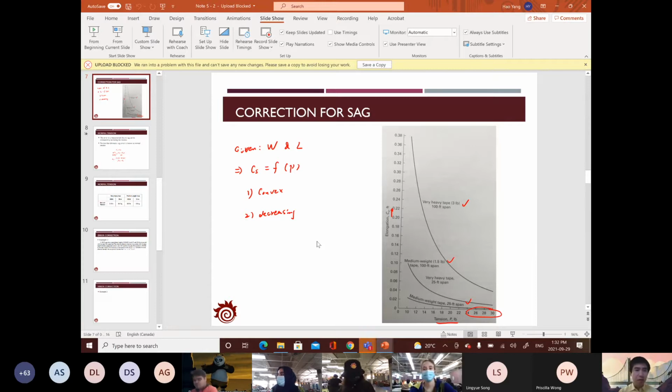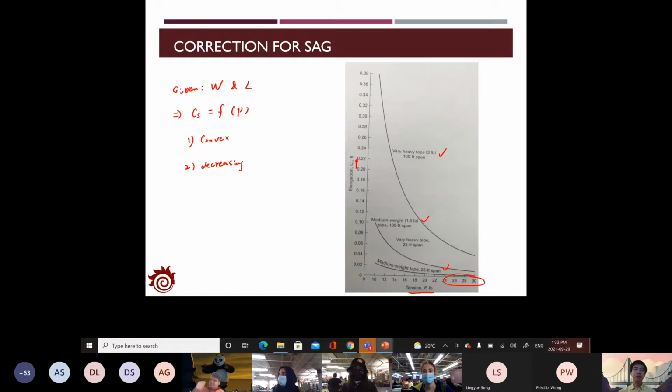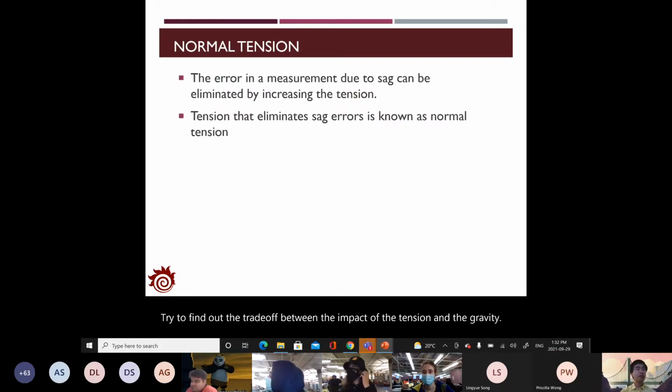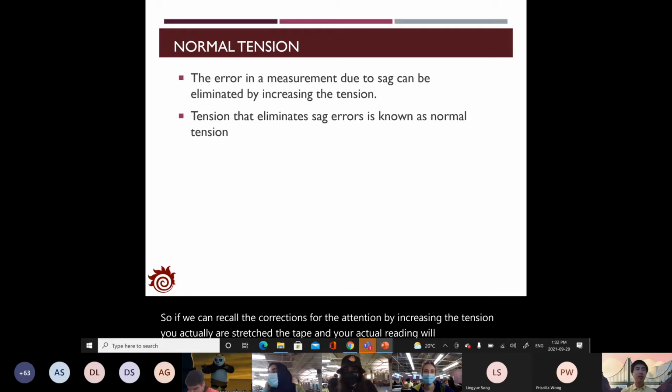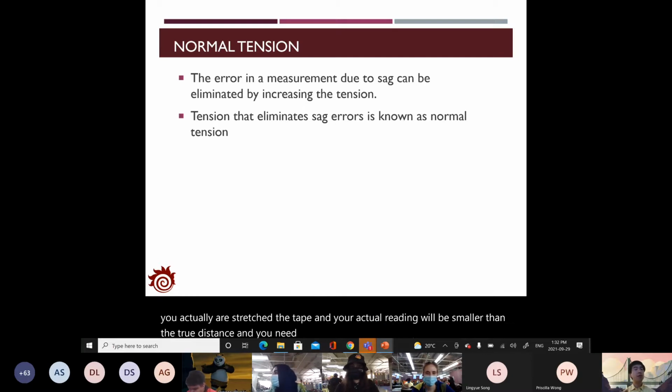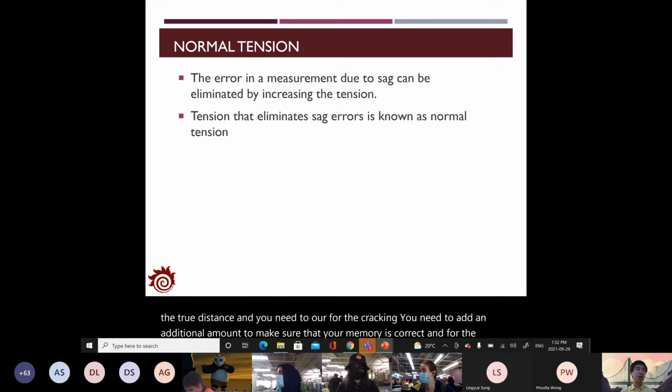With that, we will also try to find out the trade-off between the impact of the tension and the gravity. So if we recall the corrections for the tension, by increasing the tension, you will actually stretch the tape, and your actual reading will be smaller than the true distance. And for the correction, you need to add an additional amount to make sure that your measurement is correct. And for the sag, the effect is opposite.